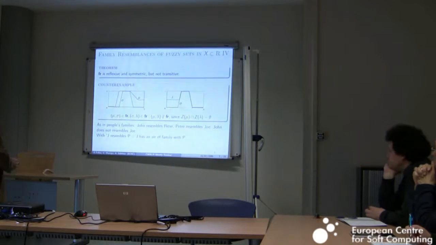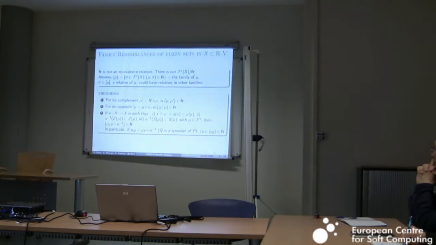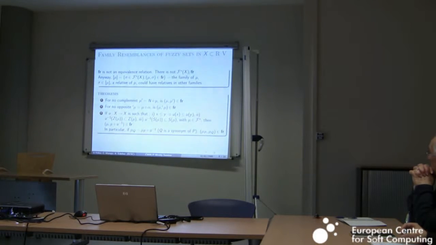Okay. Hence, FR is not an equivalence relation. There is not a quotient set. Anyway, I will call the family of mu those fuzzy sets in F star that show family resemblance with mu. And I will call sigma a relative of mu. Of course, sigma would have relatives in other families, because this is not a partition. I have no partition of the set.